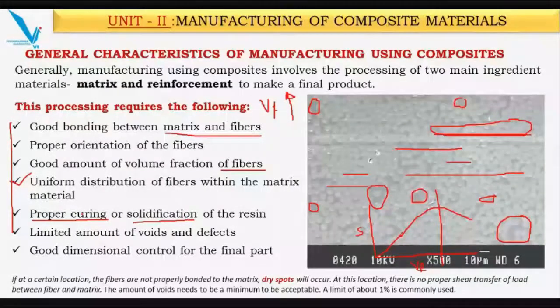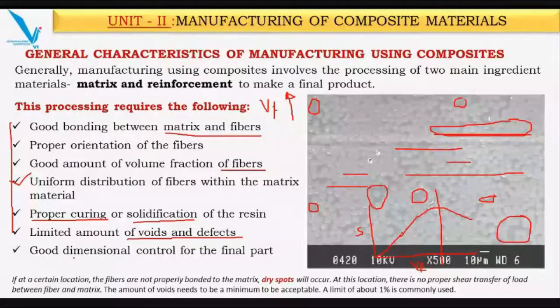Proper curing is very much important, and this may be done at room temperature or by using the autoclave, depending on what type of products you are manufacturing. Limited amount of voids and defects. Voids should be less than 1%. If it is greater than that, then there will be a rejection of that particular product.